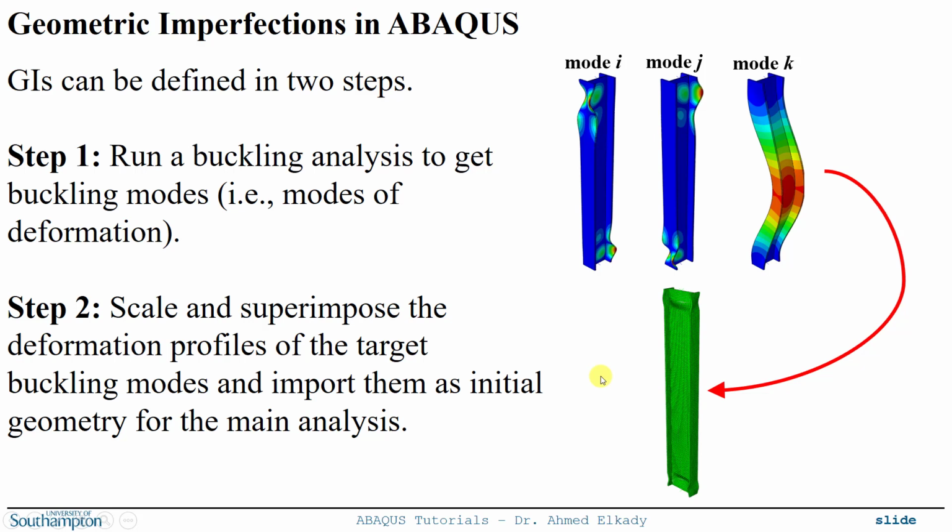So this is pretty much what we are going to go through right now using an example in ABAQUS. We are going to model a simple cantilever beam, and we would like to provide some local geometric imperfections at the fixed end. So we are going to do this in ABAQUS right now.